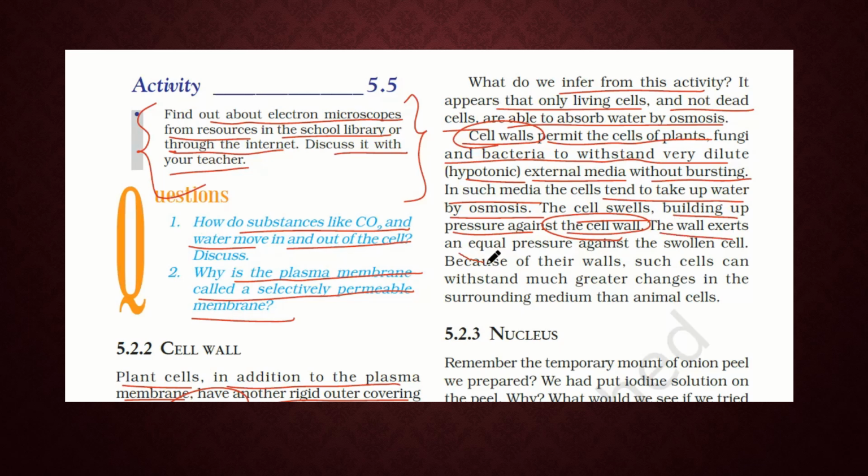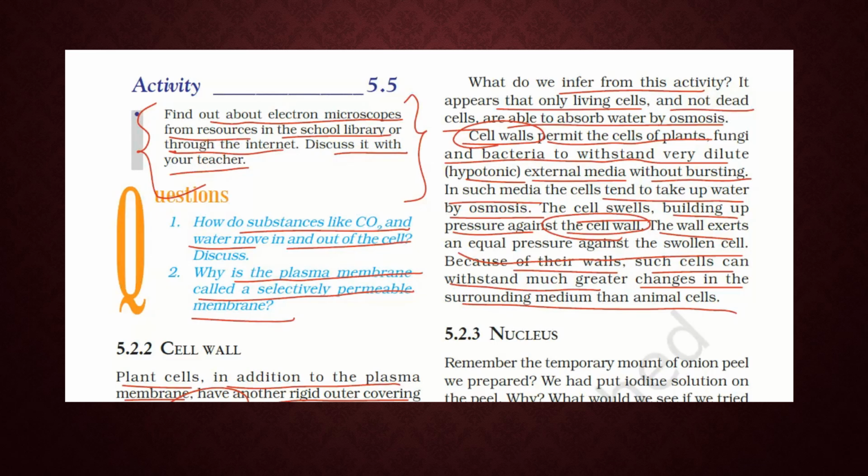The wall exerts equal pressure against the swollen cell. Because of their walls, such cells can withstand much greater changes in the surroundings than animal cells, as they have a protective layer of cell wall outside the cell membrane. Water enters the cell through the cell walls too. The cells swell a lot, but they are able to resist. They are not exploding or bursting out, right? Cell walls are present there, so they are not bursting out.